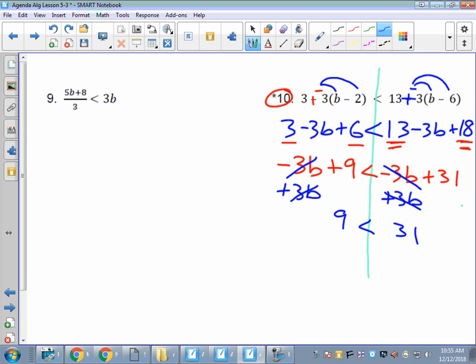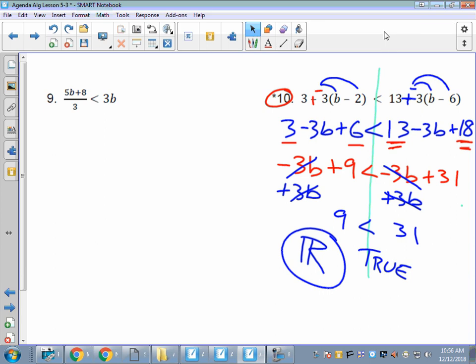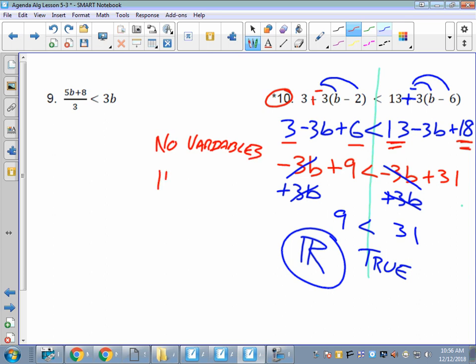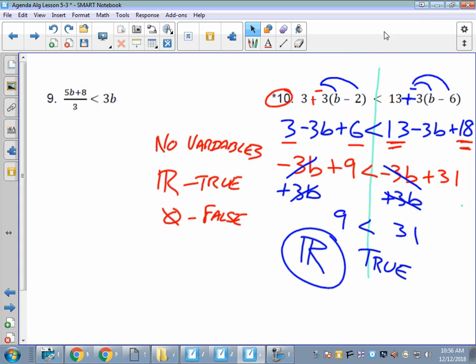Well, is 9 less than 31? Yes, that's a true statement, meaning my answer would be all reals. Again, just to remember, we have no variables in this situation because the variables canceled out. If you have no variables, you're either going to have all reals if it's a true statement, or no solution if it's a false statement. In this case, it's a true statement, so it's all reals.